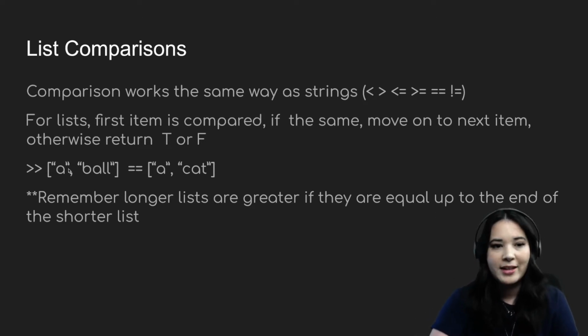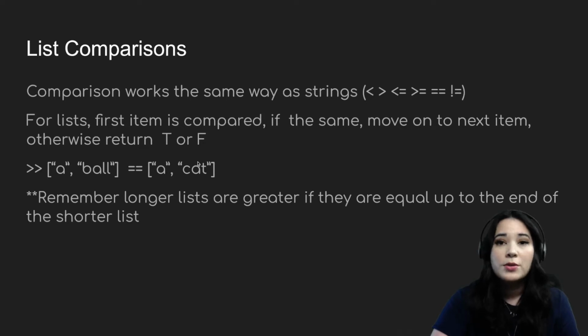For instance, if we had the comparison of these 2 lists where we have the string A and then the string ball, well, the first item in each list is the same, so Python would move on to the second item. This one is ball and this one is cat, so we would have to determine whether ball is greater than or less than cat. Well, ball is a string and cat is a string, so when we compare them, we would have to say, well, first letter of ball and first letter of cat, which is greater than or less than? Well, ball is less than cat, so we would actually say that this list is less than this list.